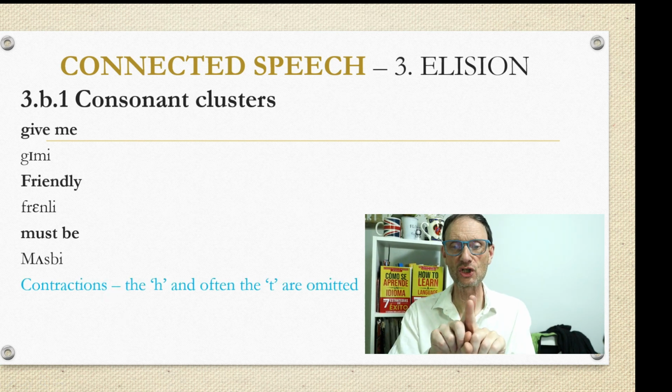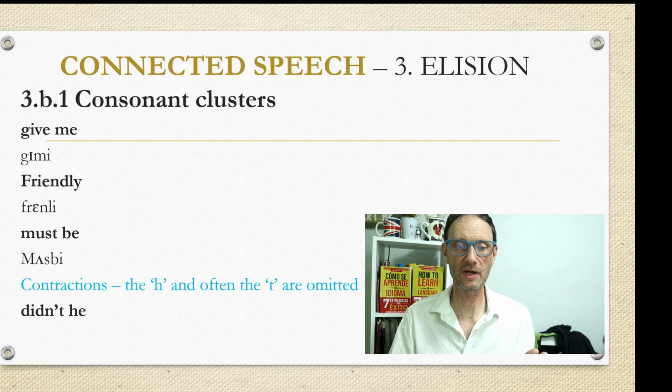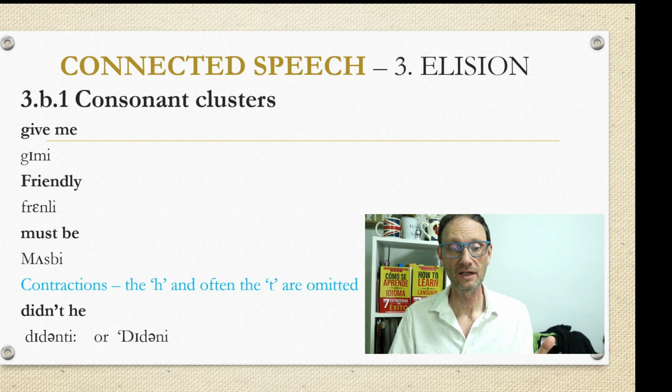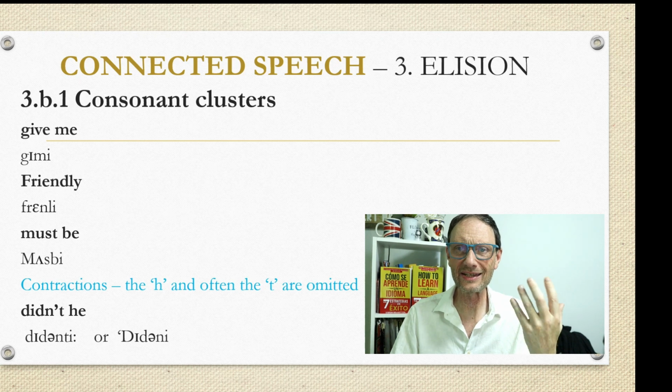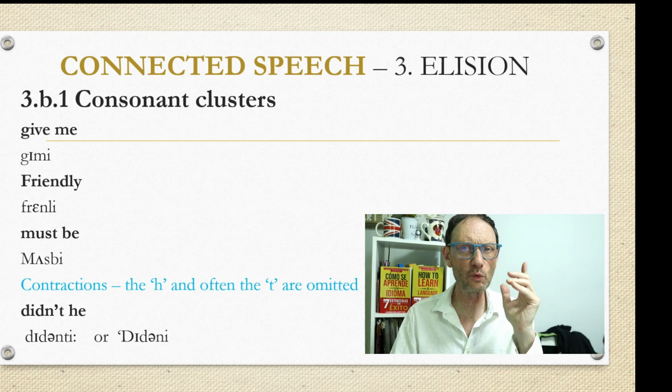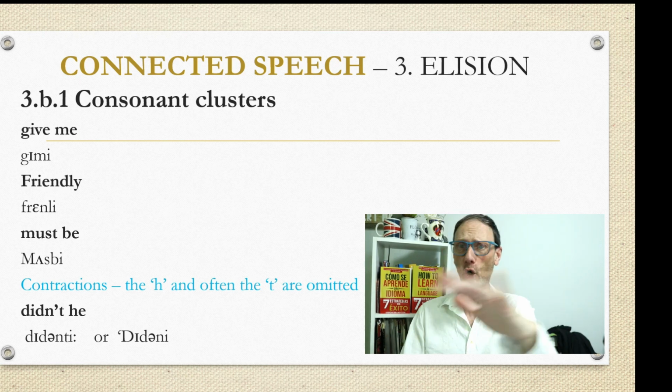Contractions of the H and often the T are omitted. For example, didn't he. So the he disappears. A little bit like, well, in Spanish it doesn't exist, does it? So why not in English? Didn't he? You will hear this a lot because they're very common words. Awareness is very important. When you begin to understand and you begin to know these different features, you will begin to hear them all the time.